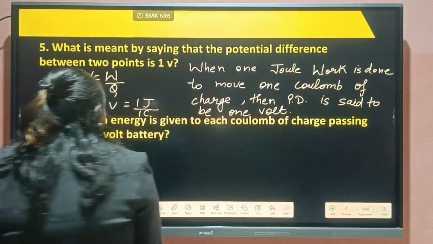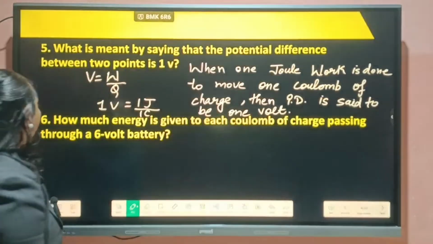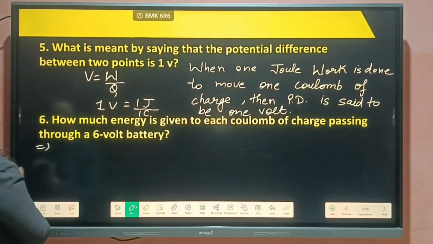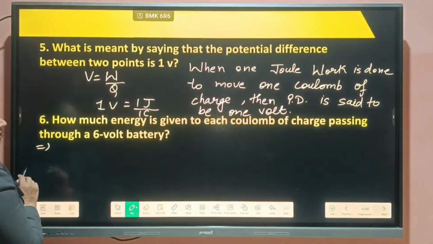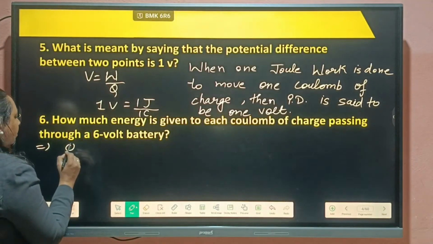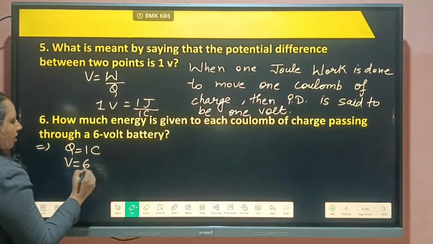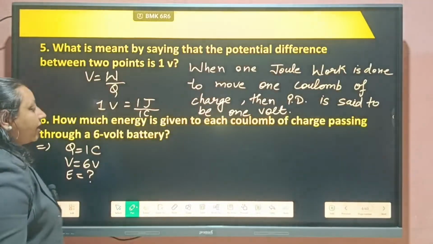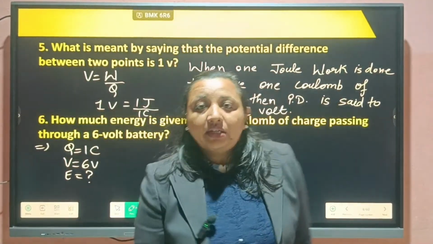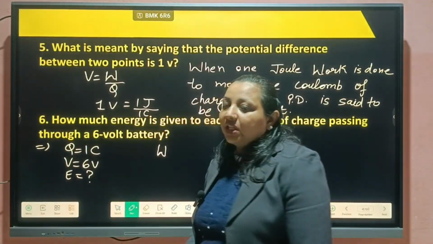Then we have, how much energy is given to each coulomb of charge passing through a 6 volt battery. Put all the required values and the given values. Each coulomb, that means charge is given as 1 coulomb, battery is 6 volt, energy we have to find. Actually we have to find energy stored, that is in the form of work done to move the charges when potential difference V is provided.